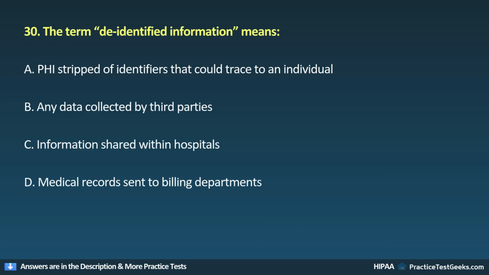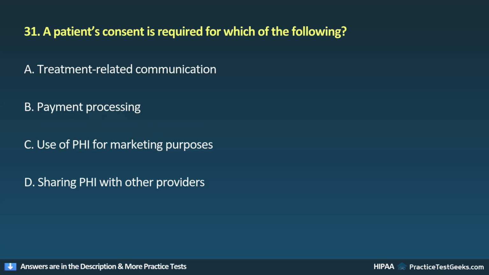30. The term de-identified information means A. PHI stripped of identifiers that could trace to an individual. B. Any data collected by third parties. C. Information shared within hospitals. D. Medical records sent to billing departments. 31. A patient's consent is required for which of the following? A. Treatment-related communication. B. Payment processing. C. Use of PHI for marketing purposes. D. Sharing PHI with other providers.